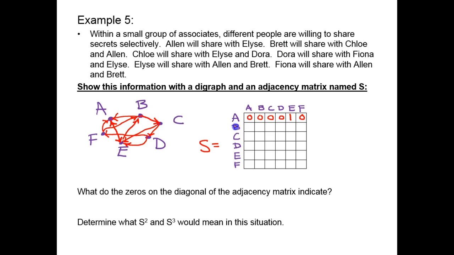Okay, now we move on to Brett. Brett will share with Chloe and Alan. So Brett shares with Chloe and Alan. Nobody else. Chloe will share with Elise and Dora. So Chloe will share with Elise and Dora. Nobody else.